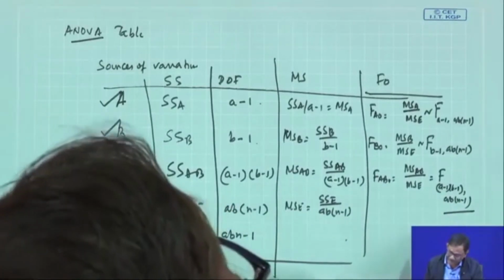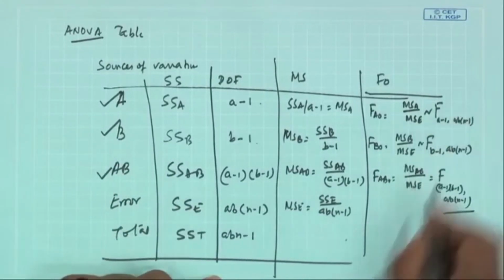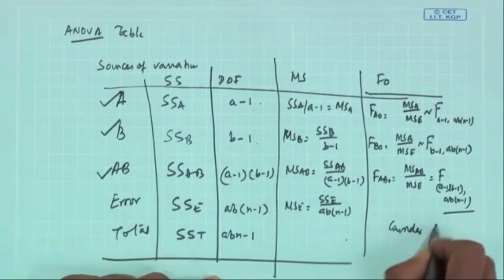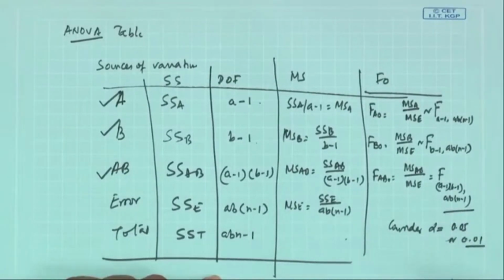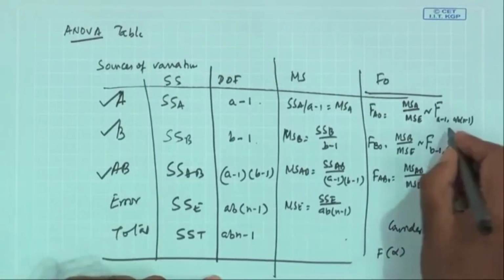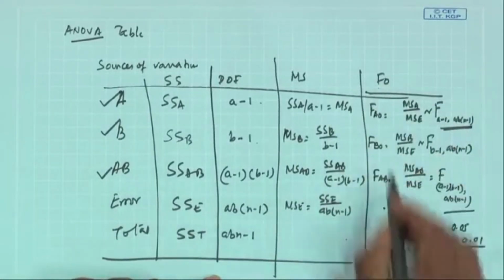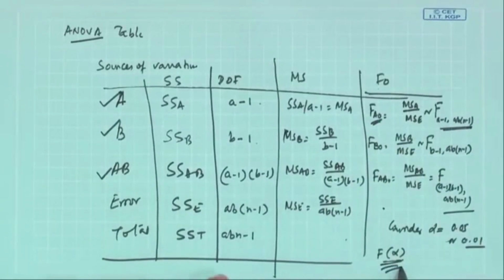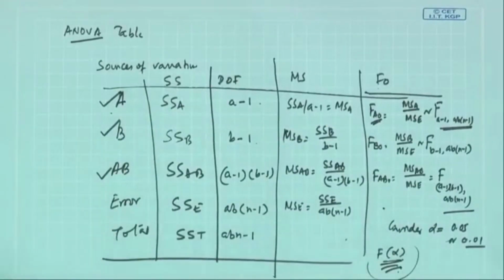Then, you consider alpha, maybe 0.05 or 0.01; usually we consider these two. Then find the corresponding F alpha with the required degrees of freedom and compare with the computed F0. If the computed F0 is more than the threshold F, you reject the null hypothesis; otherwise accept the null hypothesis. So, this is your ANOVA table.